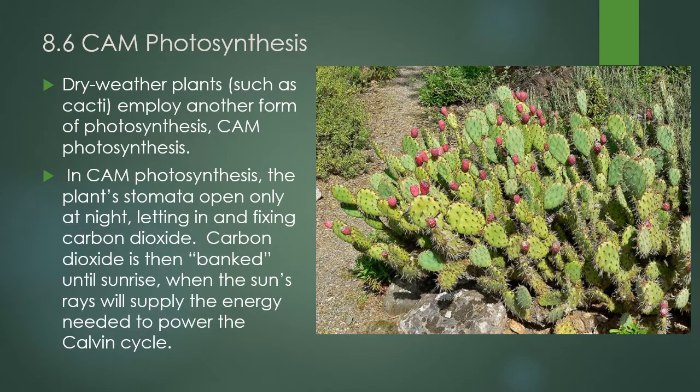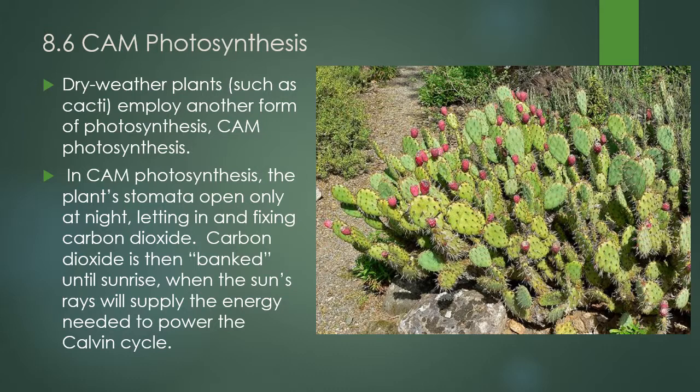Next type of photosynthesis is called CAM photosynthesis, and in CAM photosynthesis, the plant stomata, or openings in the leaf, those pores, open only at night. In our regular C3 photosynthesis, the stomata open during the day, and there's that whole process of light reactions that occur right at that point.